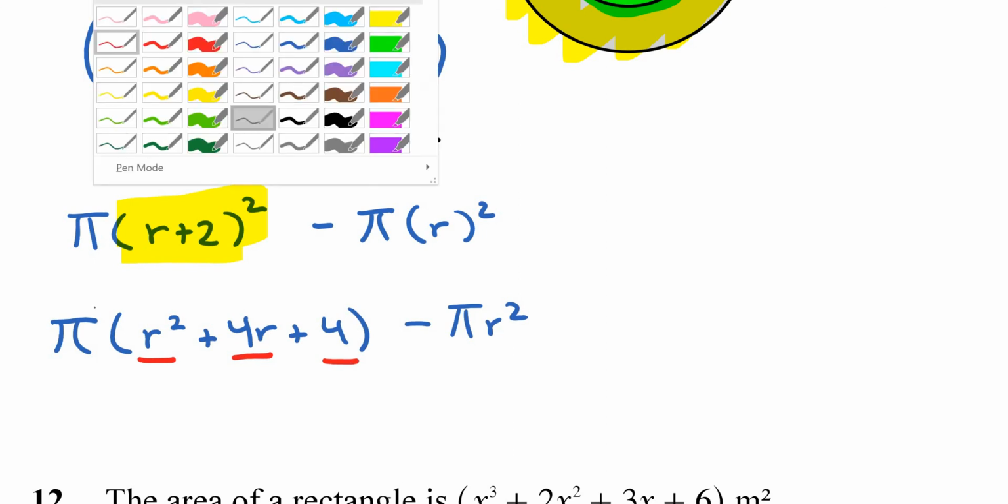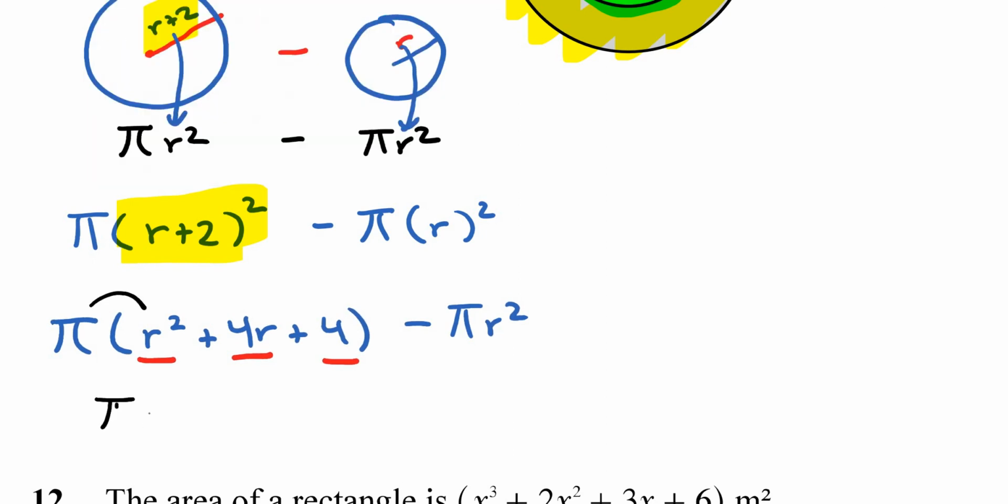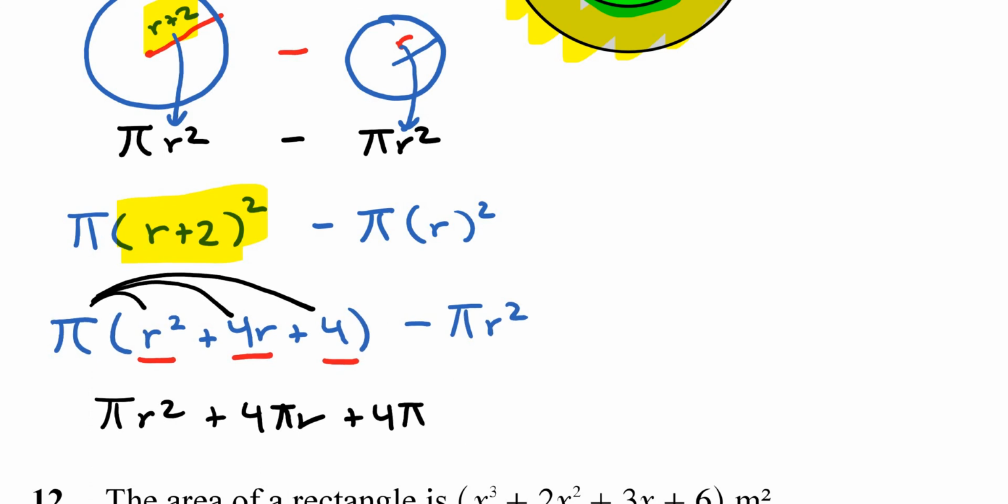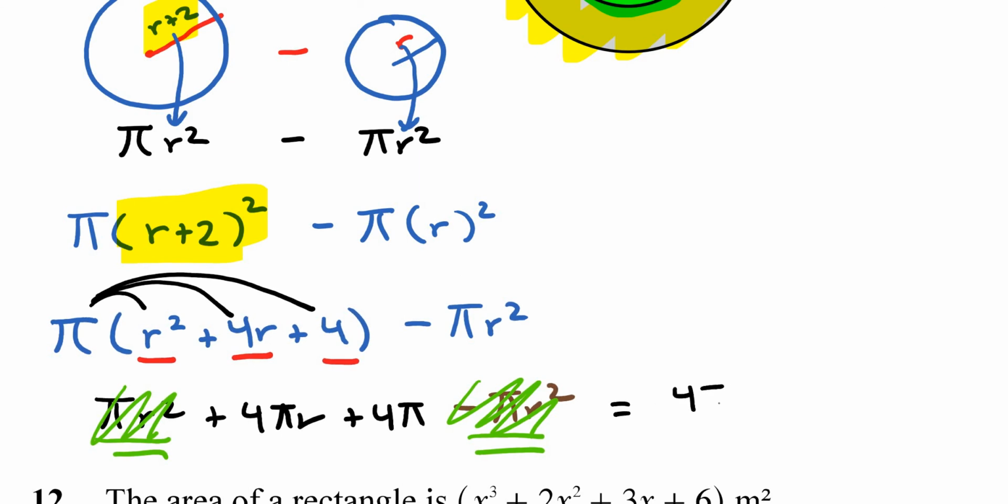Okay, so we're just using the square double square technique. And after that, we can distribute here. So that'll be pi r squared plus 4 pi r, and pi times 4 is 4 pi. And then we have this minus pi r squared. And you'll notice that these terms right here cancel off. And you're left with 4 pi r plus 4 pi. And let me just rewrite that again. So this is going to be 4 pi r plus 4 pi.